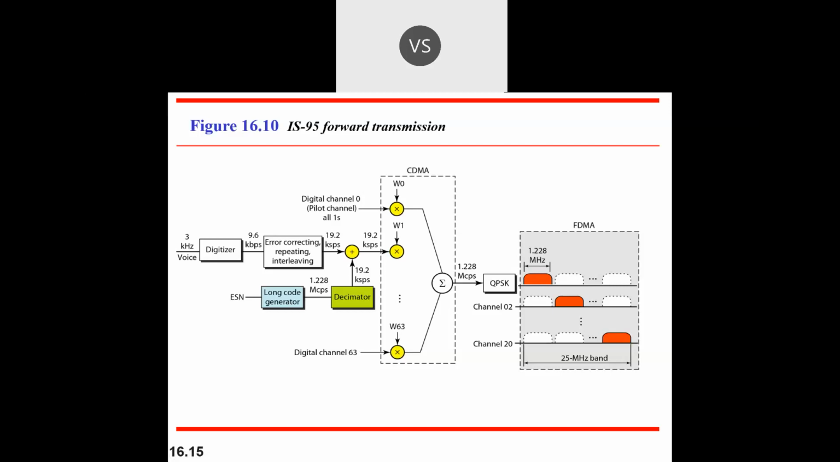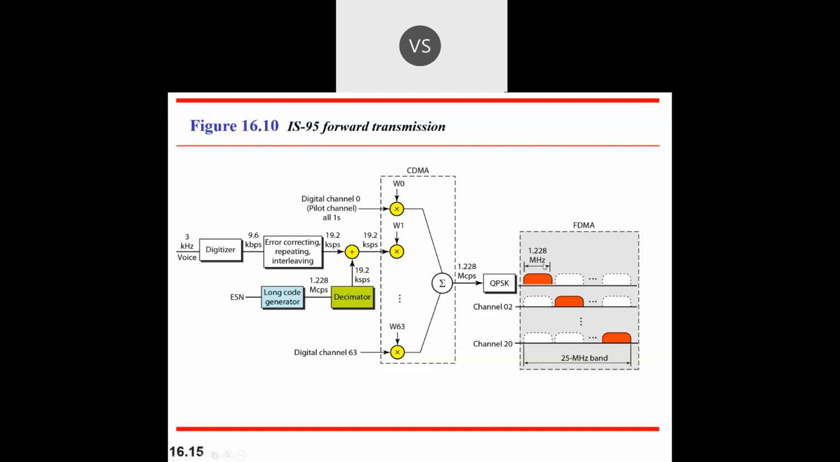So for all the 63 channels that we have in CDMA, every channel has a different key, and with that key the data is encoded and then fed to the FDMA. So we can send CDMA in one channel of 1.228 megahertz. You are using 63 digital channels, and they are accommodated in it. So the number of users is increased to 63.